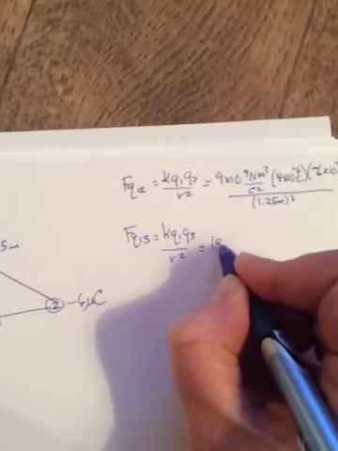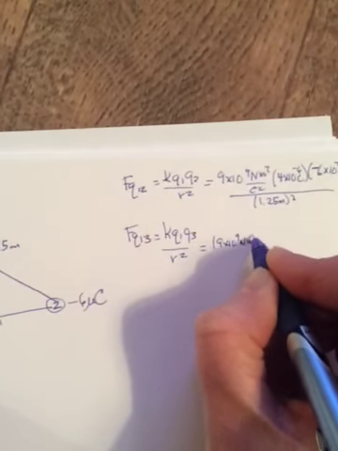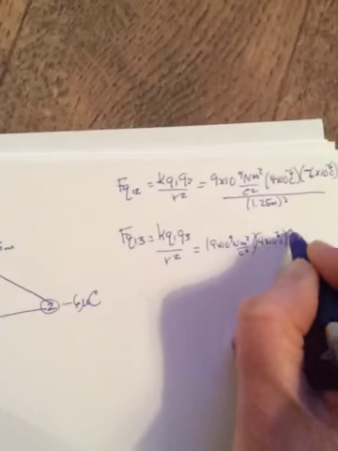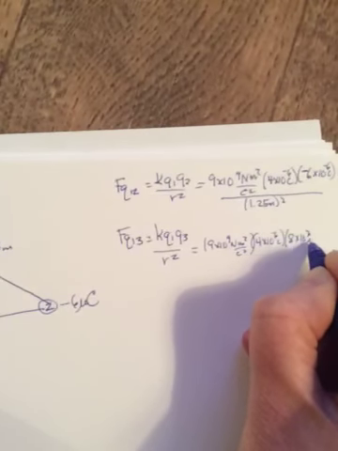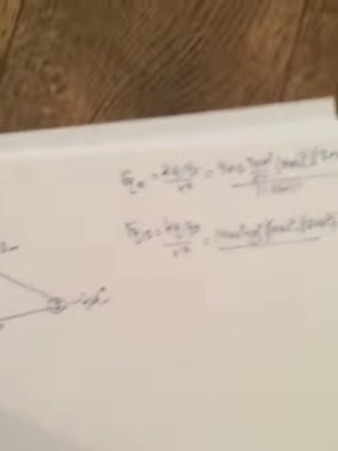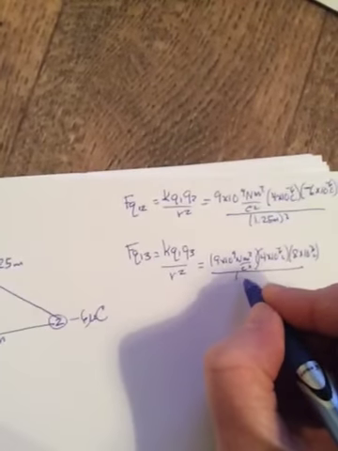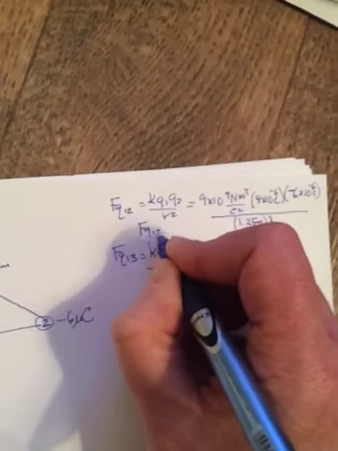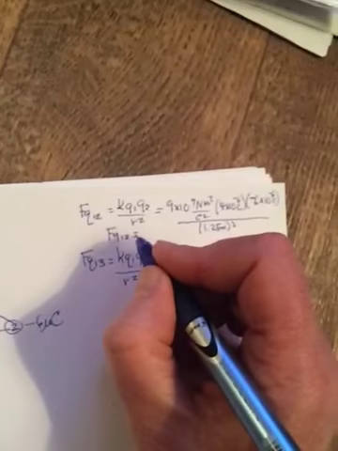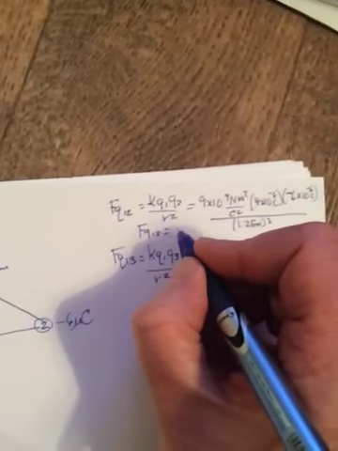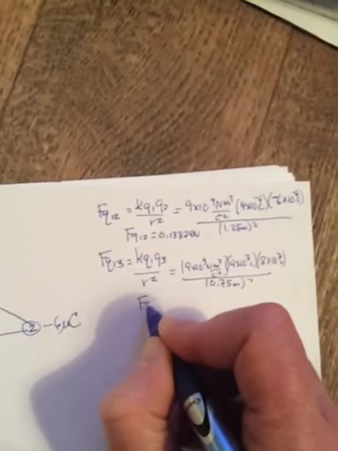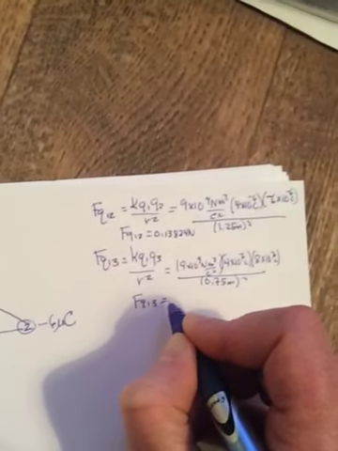And then this guy will be 9 times 10 to the 9th Newton meter squared per coulomb squared, 4 to the negative 6, and 8 to the negative 6 coulombs. And its R was 0.75 squared. Okay, so this FQ12, I believe, works out to be 0.13824 newtons.